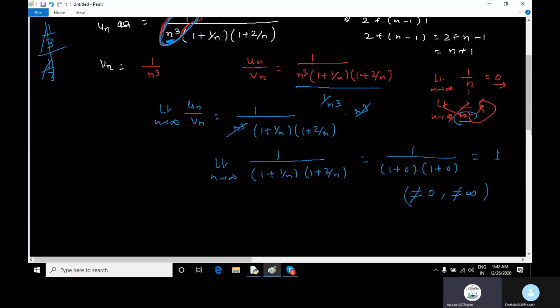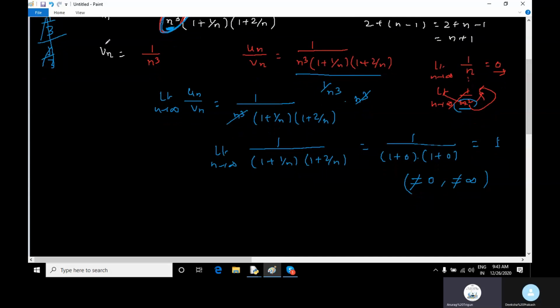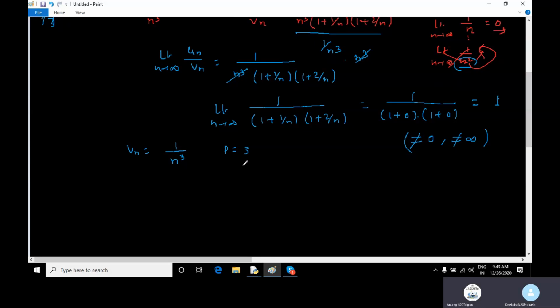So our limit comparison test is successful, but now depending upon the Vn, you will decide whether it's convergent or divergent. Vn is equal to 1 by n to the power 3, as we have chosen here. To find the limit of Vn? No, the P test you can check out, no? Oh, correct. By the P test, P is 3, so it's greater than 1, so it's convergent. So write here, Vn is convergent by P test. So Un also is convergent by comparison test.